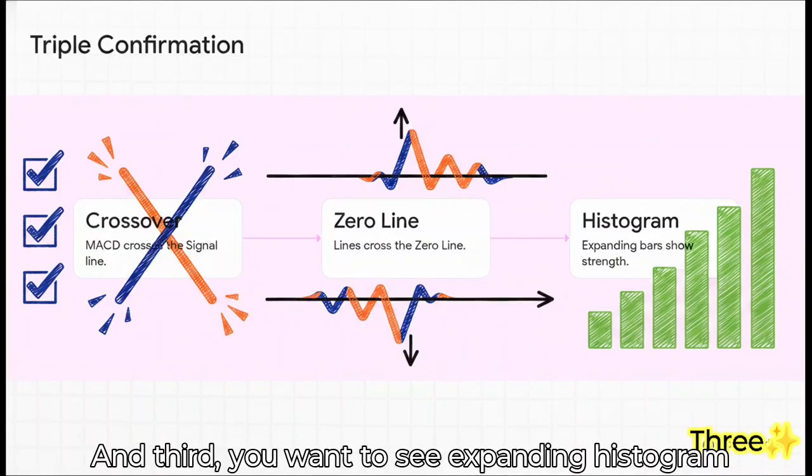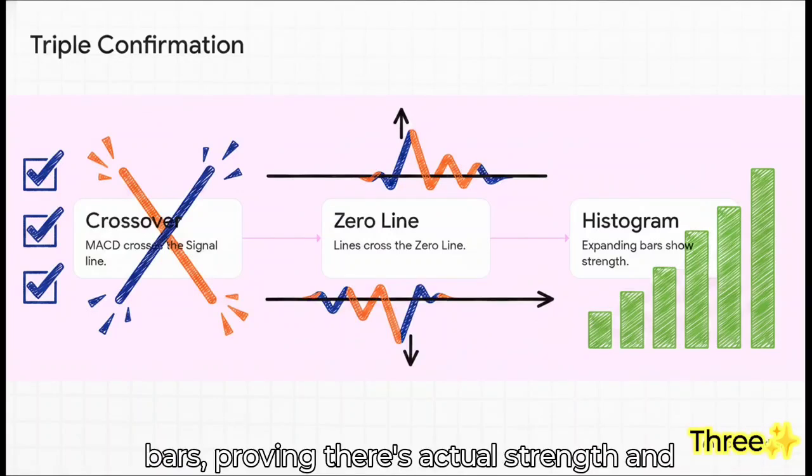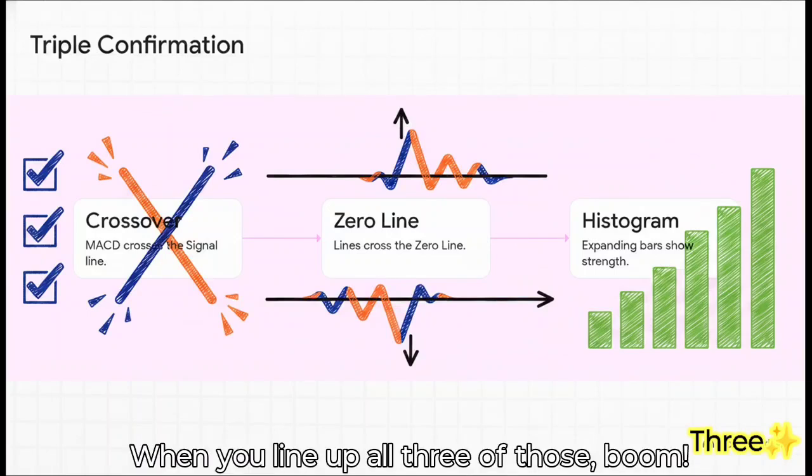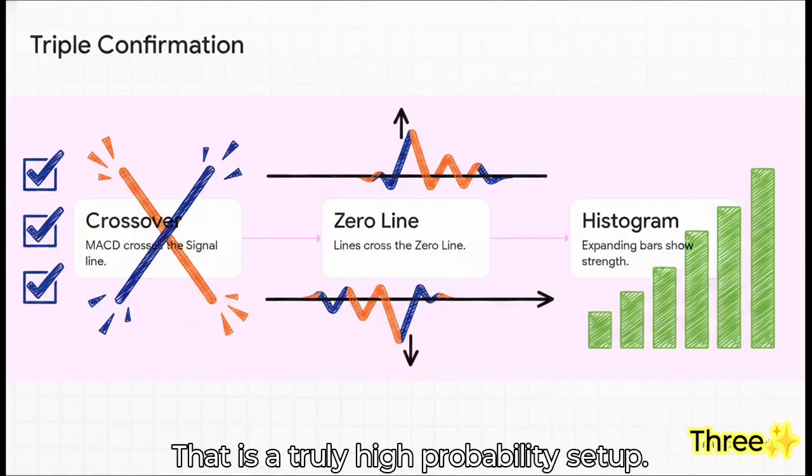And third, you want to see expanding histogram bars, proving there's actual strength and volatility behind the move. When you line up all three of those, boom. That is a truly high probability setup.